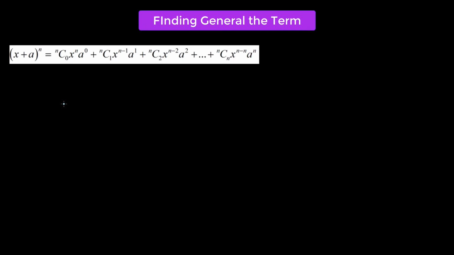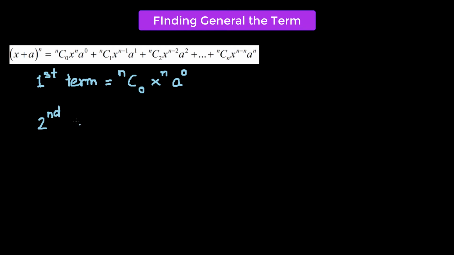In the previous lecture, we discussed how to expand a given binomial expression. So for (x + a) raised to the power of n, the expansion would look something like as shown on the board here. Let's write it down. The first term is nC0 x^n a^0.